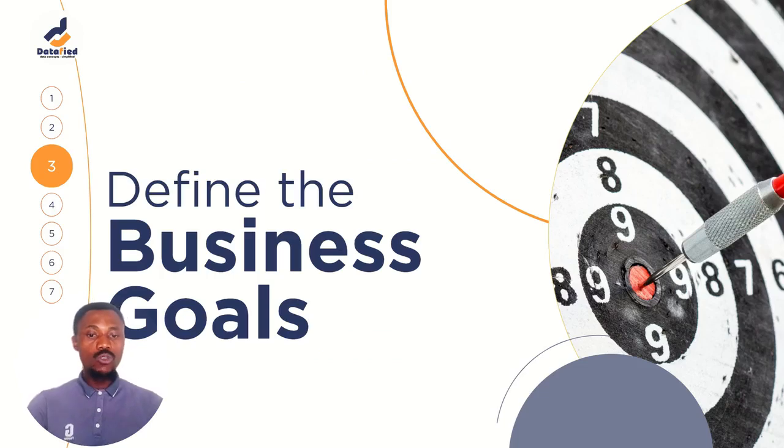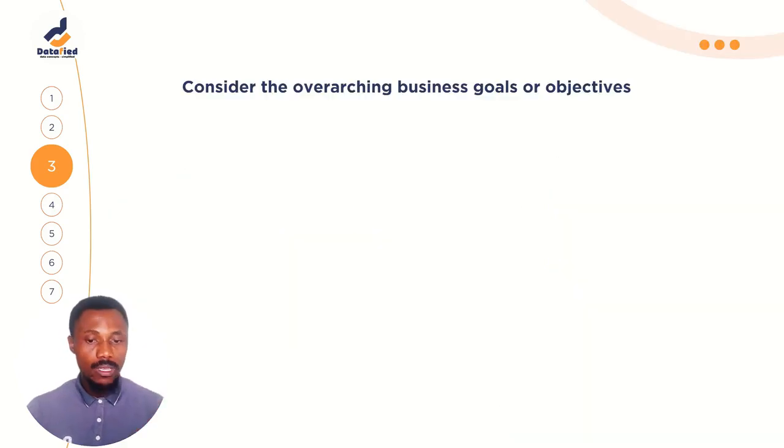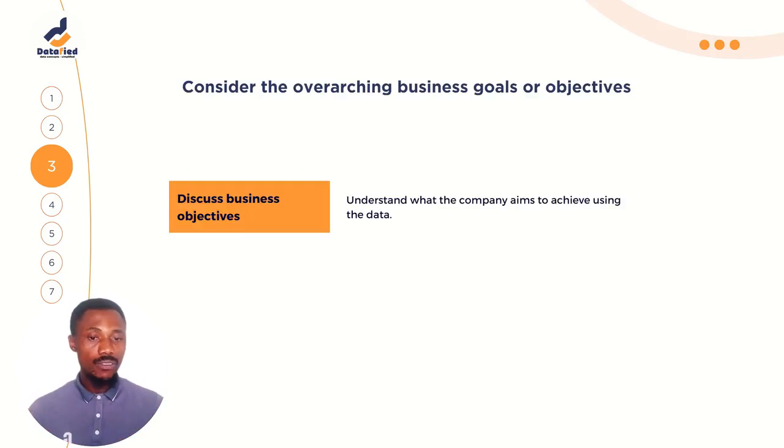All right, now you've understood your data. You're able to tell the types and classes of data. The next thing is defining the business goals. You would have to define the business goals. Here, you consider the very important business goals or objectives for that particular business. You discuss the business objectives. Understand what the company aims to achieve using the data provided.